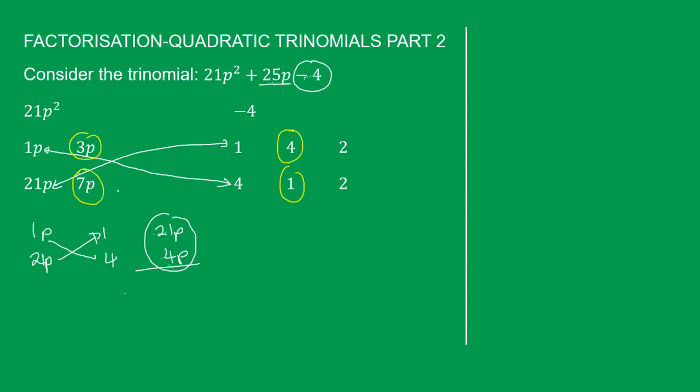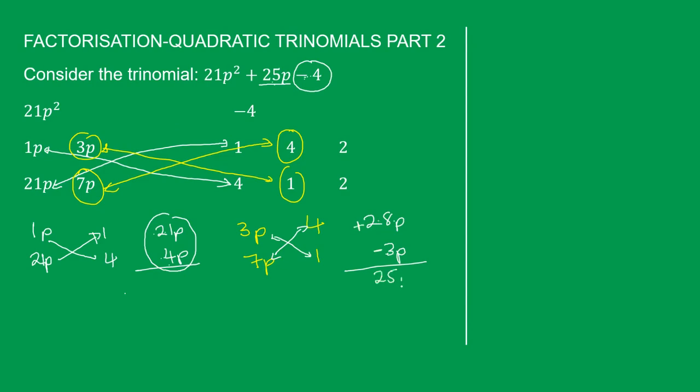So let's try this combination. I'll say 7p and 4, and then 3p and 1. Let's try that. 7p times 4, that is 28p. Then 3p times 1, this is 3p. This combination can give us 25. If this is negative 3, 28, and this one is positive 3, 28p minus 3p will give us 25p.